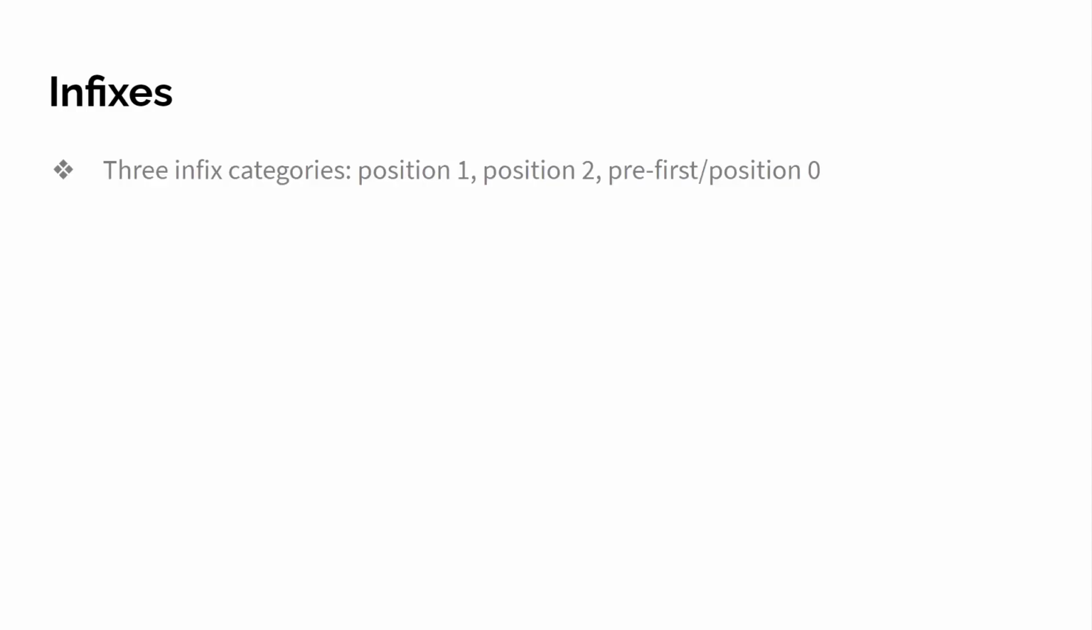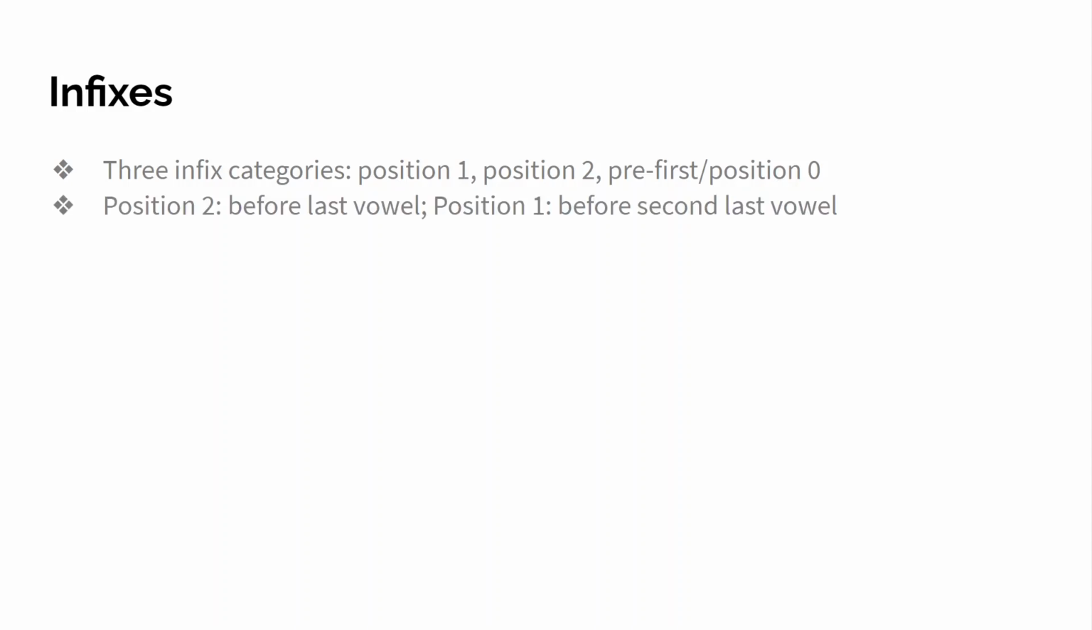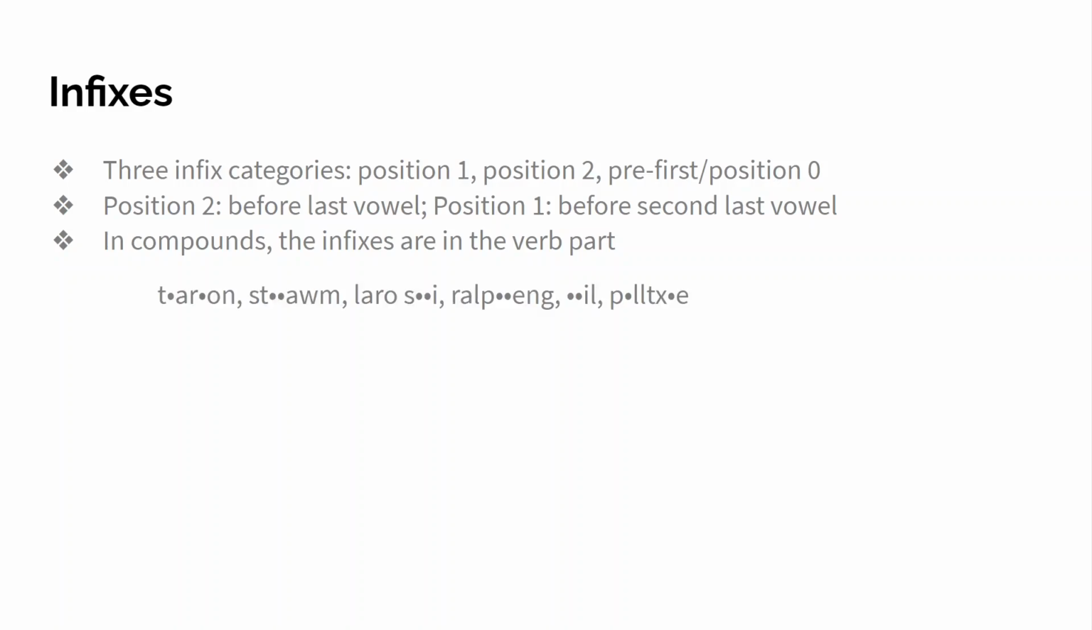Let's look at infixes next, a very big topic. There are 3 infix categories, position 1, position 2, and pre-first, also called position 0. So for each infix you have to learn in which position it belongs. Position 2 is before the last vowel, position 1 before the second last vowel. In compounds, the infixes are in the verb part. For example, la rosi, to do clean, everything would go into the rosi, because the rosi is the verb part here, while laro, clean, is an adjective.